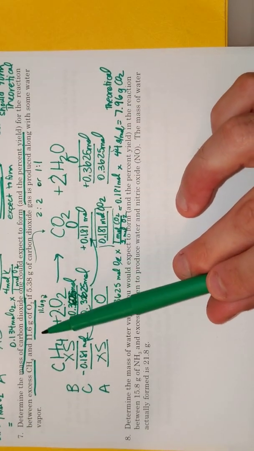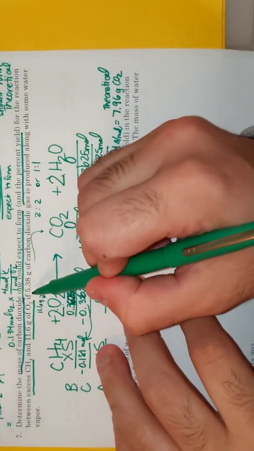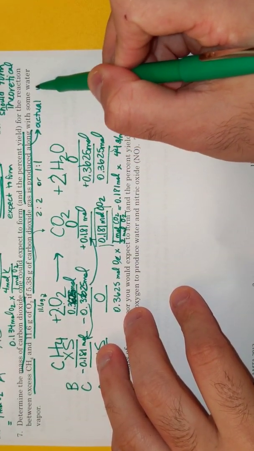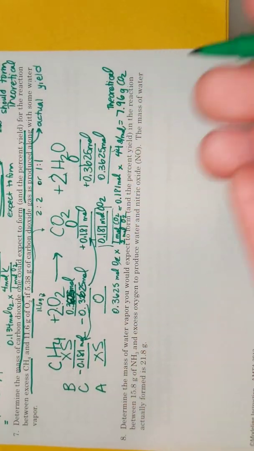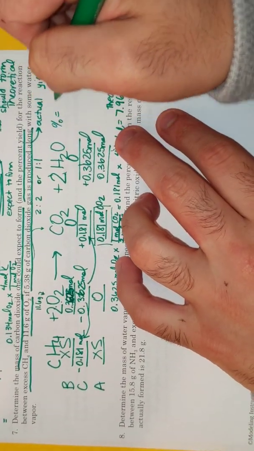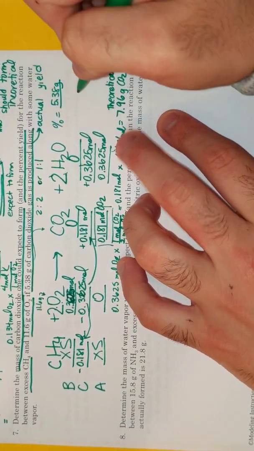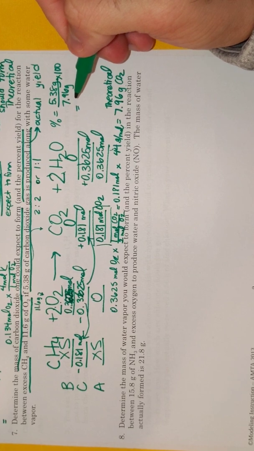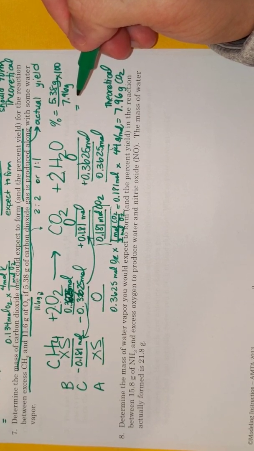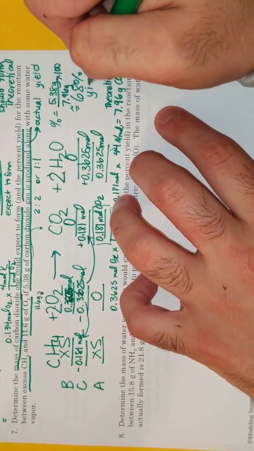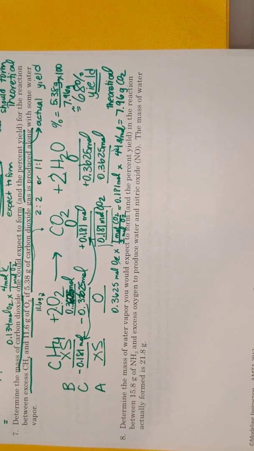And then it says if 5.38 grams of carbon dioxide is produced, right? This is my actual yield. So if it's telling me that I produced this stuff, that means I actually got it. So if I'm going to do percent yield, it's going to be 5.38 grams, what I actually got, over 7.96 grams times 100. So 5.38 divided by 7.96 times 100, and I'm going to get about 68% yield. Okay, so there is another example of calculating percent yield.